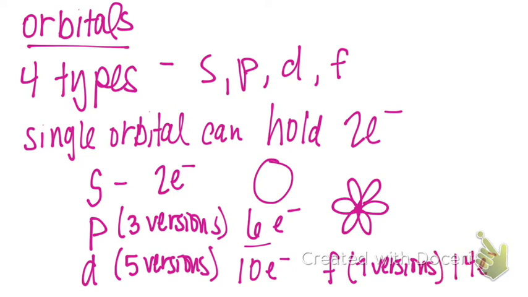Understand the reason behind the patterns that get mimicked on the periodic table. This is the most important part of it, knowing that the s orbital can hold 2 electrons, the p orbitals can hold 6, the d orbitals can hold 10 total, and the f can hold 14. So let's look at how that's mimicked on the periodic table.